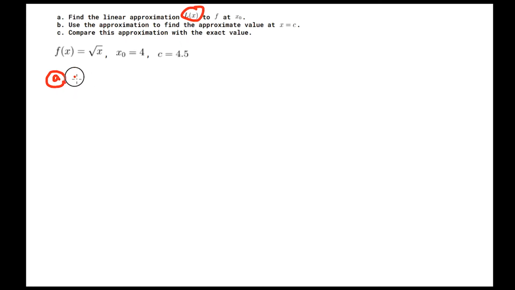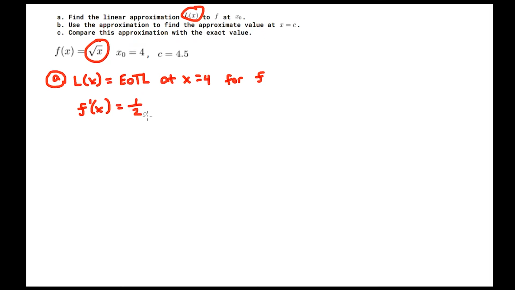So basically what we're going to be looking for, this L of x is going to be equal to the equation of a tangent line at x equals 4 for f of x, which is equal to the square root of x. So the first thing we need to do to find the equation of a tangent line is find the slope. So I'm going to find the derivative here, and you're going to get 1/2 times x to the negative 1/2.